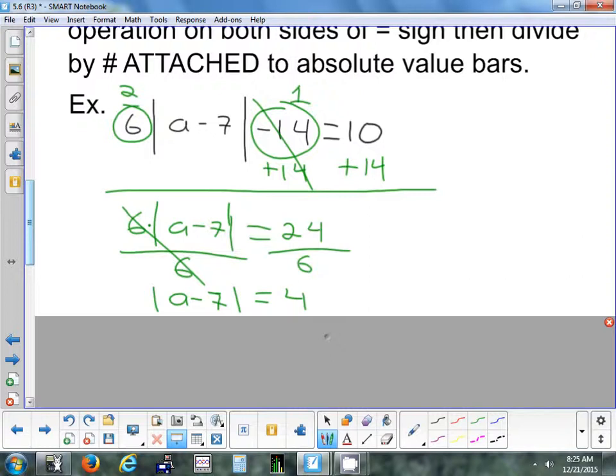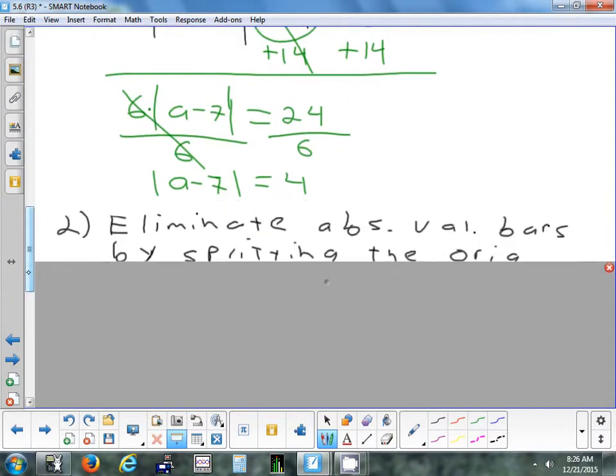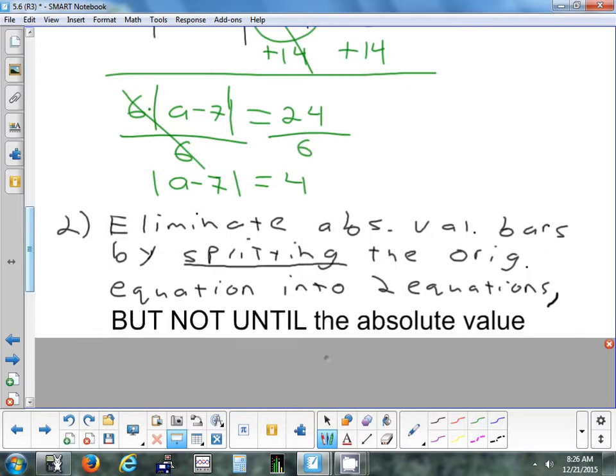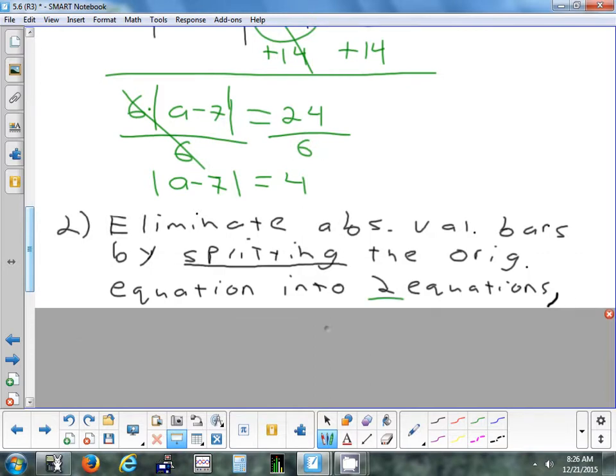Okay. So this is the goal. You want to get every problem to look just like this: absolute value on one side, number on the other. I'm going to show you a couple of different examples where you're going to do a little work before you can get to the second step. Now the second step, we have to get rid of these bars. And how many answers can we have to an absolute value equation again? Up to 2. That's why we're going to do this step.